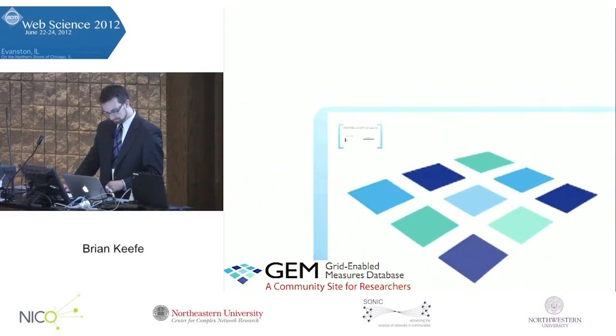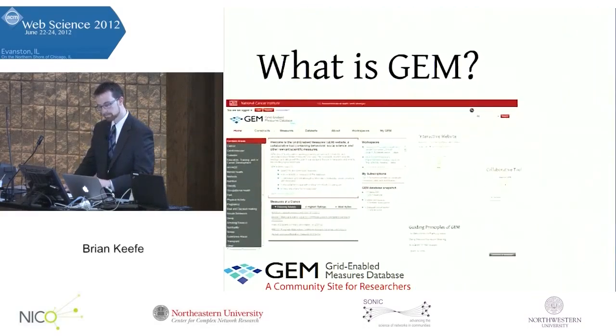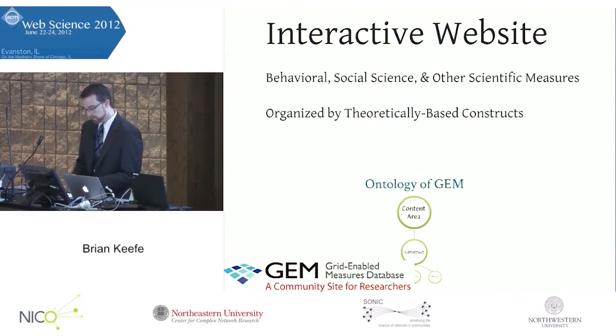Now, GEM is an interactive website which leverages the strengths of Web 2.0 technologies to create a community resource for measures developed and vetted through a variation of an online wiki. Think of it like a Wikipedia for behavioral and social science measures. Now, it contains behavioral, social science, and other scientific measures organized by theoretically based constructs.